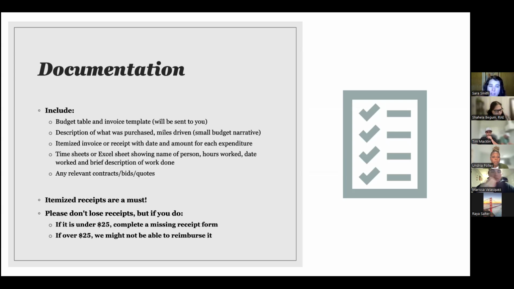And then if there are any relevant contracts or quotes or things that you want to include, you can always do that as well. Again, itemized receipts are really important. And again, don't lose those receipts. If it's anything more than $25, we might not be able to reimburse it. And that's not very much money. So take pictures of them right after you get them, just in case, so you'll have a backup on your phone in case you've lost something.